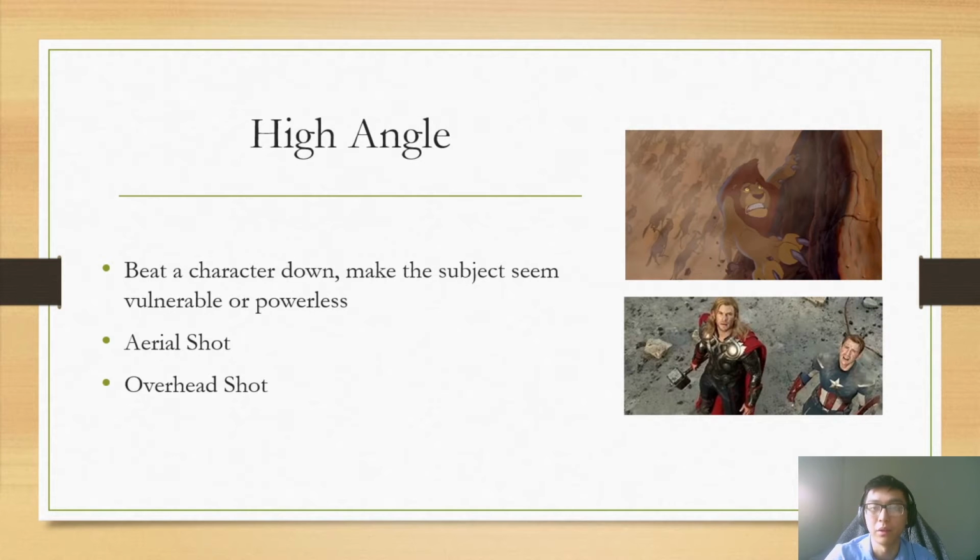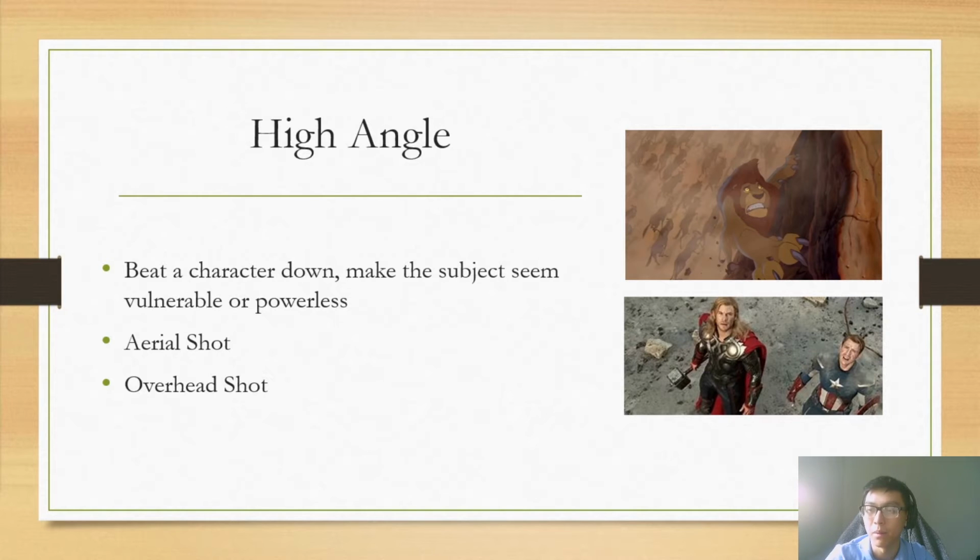As opposed to low angle for bringing the character up, high angle techniques beat the character down. These two usually go together as a really strong technique to empower the strong and depower the weak. It could also be used to emphasize the imbalance of power between the subjects. High angle is also used to capture the environment, such as landscapes and cities, from an elevated height, also known as aerial shot or overhead shot.